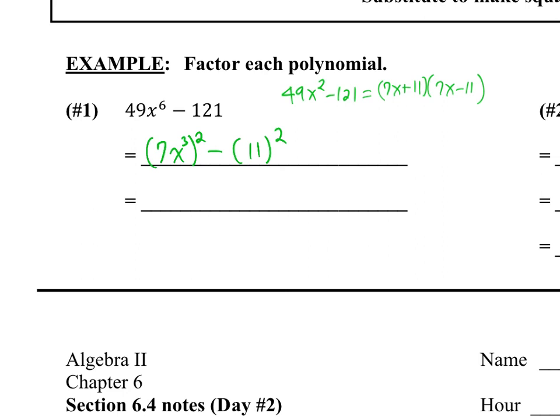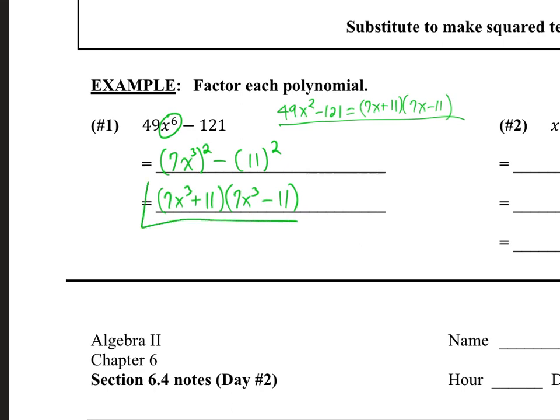So now we can write this as a difference of squares. It's just got some weird, big answers. We're going to have 7x cubed here and here, 11 here and here, and plus and minus. And that's how we factor it. It's just a variation of difference of squares like we did over here, except now we have an x to the 6, which we need to treat a little bit differently. Okay, this is our final answer right here.